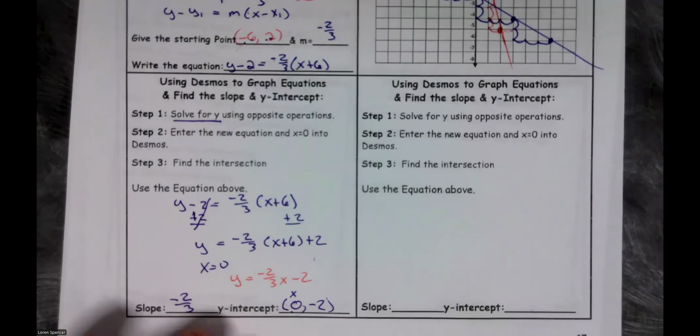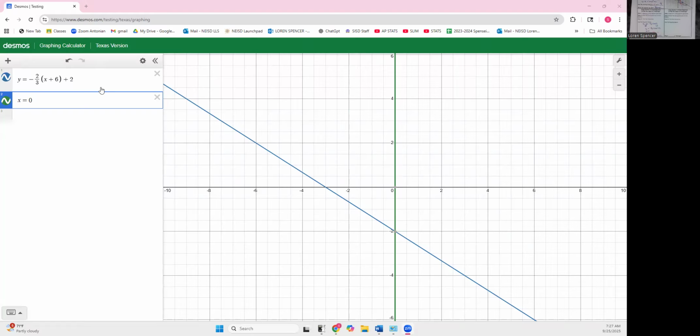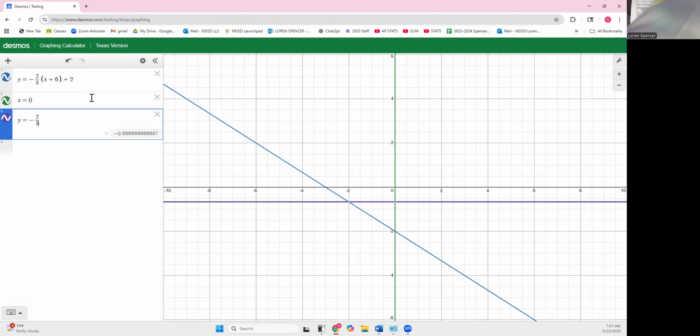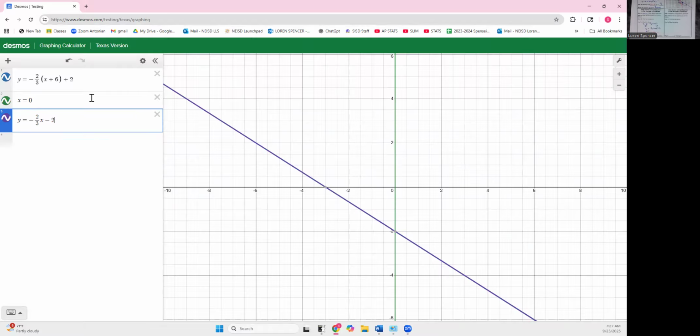And I'm going to switch back over to Desmos one last time to show you that it's exactly the same equation. Okay, so if I type in y equals negative 2 divided by 3, x minus 2. And it traced right over the line. It just changed the colors of it. So we get exactly the same line.